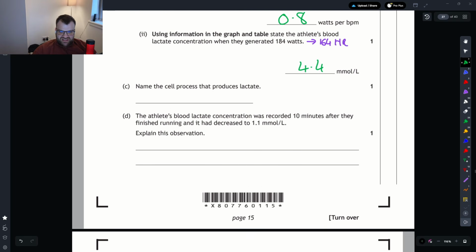Cells that produce lactate. Oh, not the cells. The cell process that produces lactate is fermentation. Back in the day, anaerobic respiration, but fermentation's the expected answer here. Probably expected to spell it correctly as well.